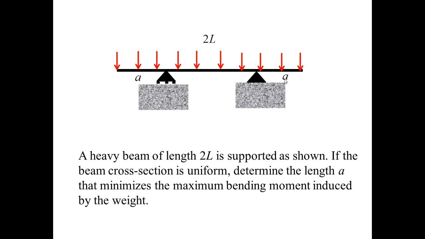We will solve this problem in two steps. First, we will assume that A is given and simply determine the maximum bending moment. Second, we will choose A so that the maximum bending moment is minimized.